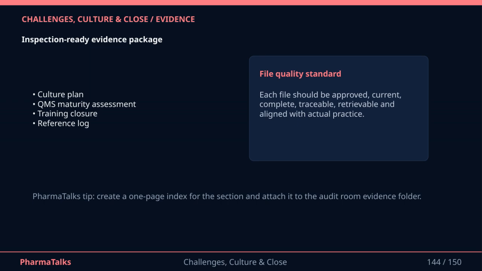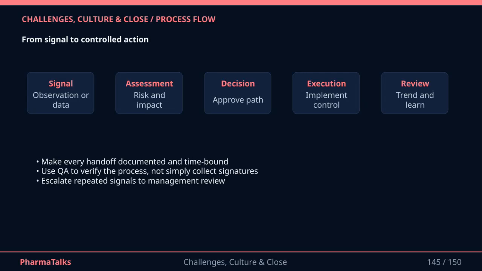Here, we're looking at the process flow from the initial signal to controlled action, highlighting the challenges, culture, and closing steps involved. It starts with the signal, which is essentially the observation or collection of data that triggers our attention. Next, we move into assessment, where we analyze the risk and impact associated with that signal. Based on this assessment, a decision is made regarding the approval path to follow. After getting approval, the execution phase involves implementing the necessary controls to address the issue. Finally, the process concludes with a review step, where trends are identified and lessons are learned to continuously improve.